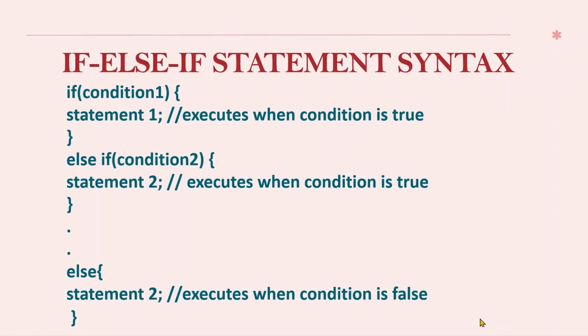Coming to the syntax, if condition 1 is true, statement 1 gets executed. If suppose this is false, again one more condition I'm checking, else if. Else if, there is a space here, else if condition 2 is true, statement 2 gets executed. Like that, you can have n number of statements, like condition 3, statement 3, then condition 4, statement 4. Then if none of the conditions are matching, we directly go for the else part and this statement gets executed when the condition is false.